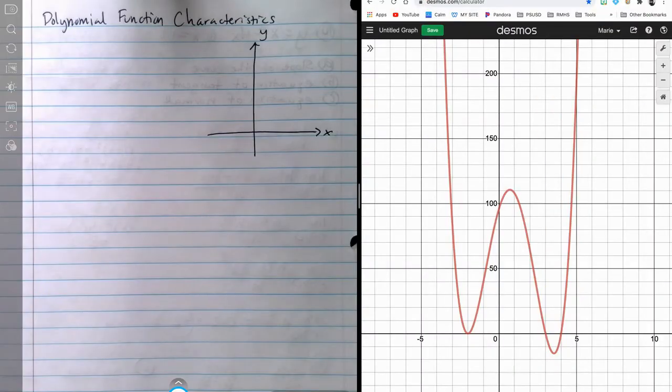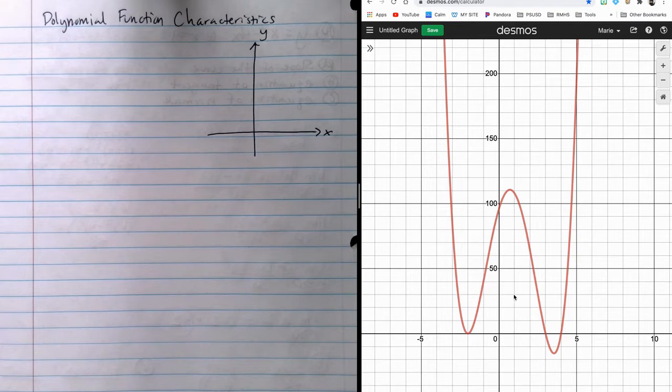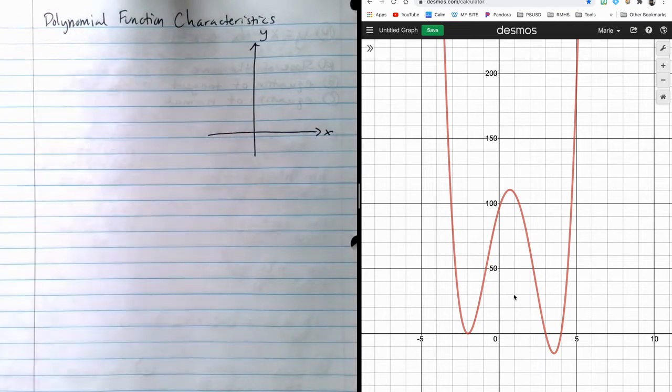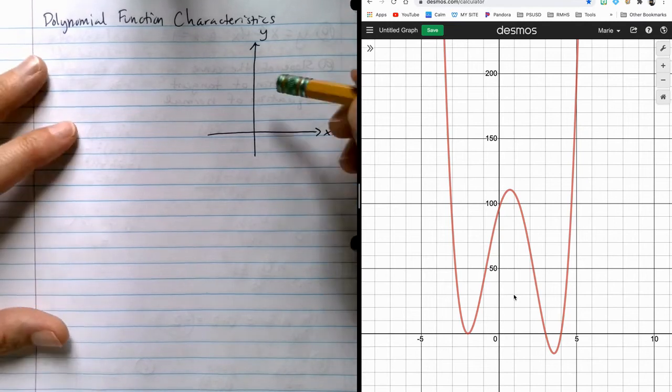Here's an example of a polynomial function. Now, this looks kind of crazy when you think about it. This doesn't look like something we've seen before, but it does have some resemblance to some things we've seen before. But regardless, we can actually analyze this. So the first thing we're going to do is go ahead and do a sketch of it on our left here, just so we have a record of it.